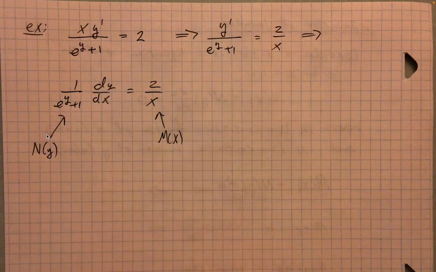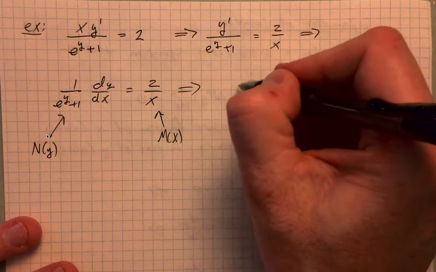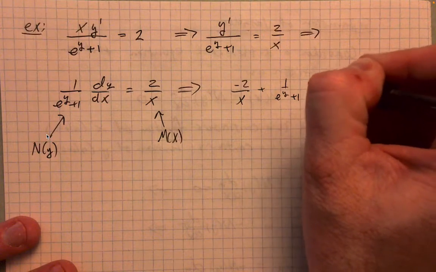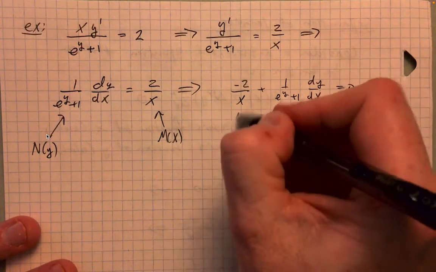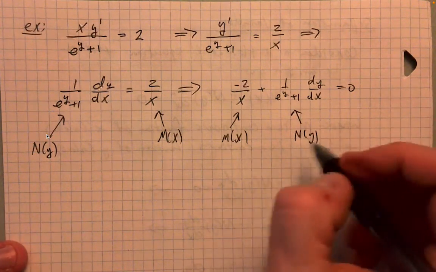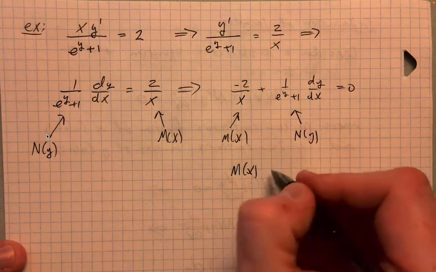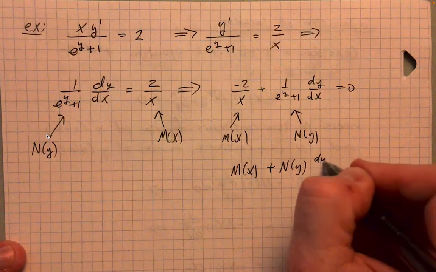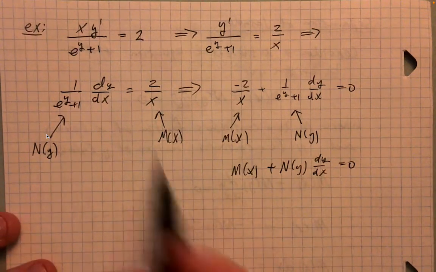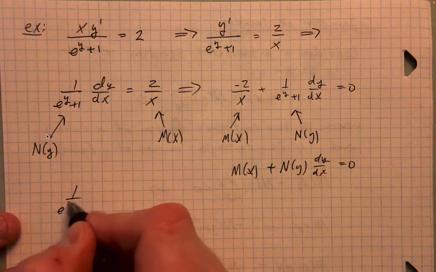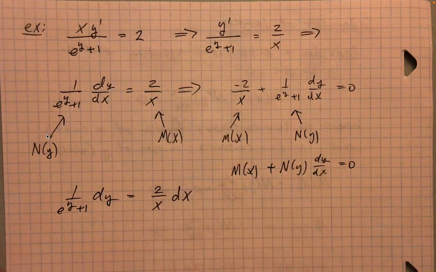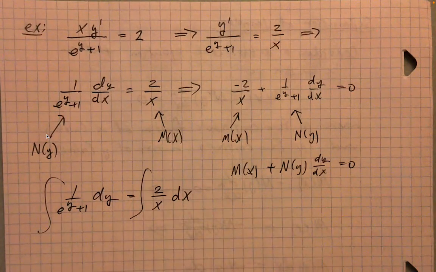I've got this on the wrong side. Well, just to make it concrete, if I had negative 2 over x plus 1 over e to the y plus 1 dy/dx equals 0, then this would be my M of x, and this would be my N of y. And I would have the form M of x plus N of y dy/dx equals 0. So that's the form you need, and if you do that, then you can see how it's separable. So 1 over e to the y plus 1 dy equals 2 over x dx. Then we can integrate both sides and solve this thing.